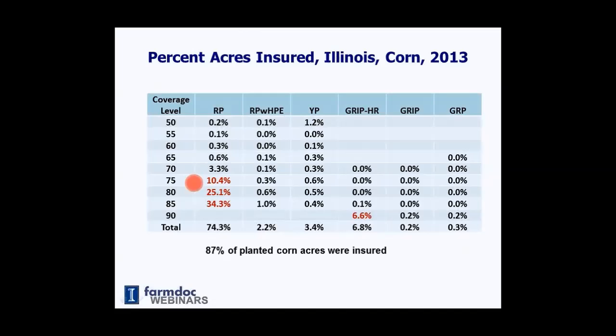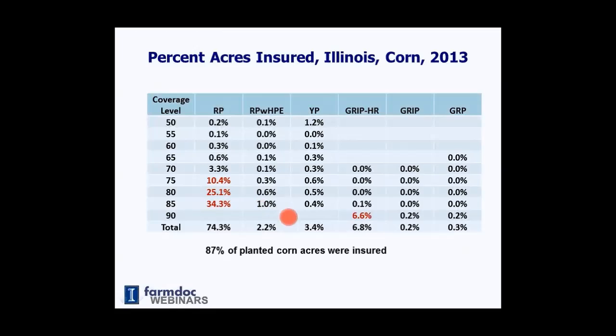If you look at Illinois for corn, 70% of all planted acres were insured with RP at 75, 80, and 85% coverage levels. So the predominant policy in Illinois for corn is RP at higher coverage levels. And the highest use of the coverage level in RP is at the 85% coverage level.